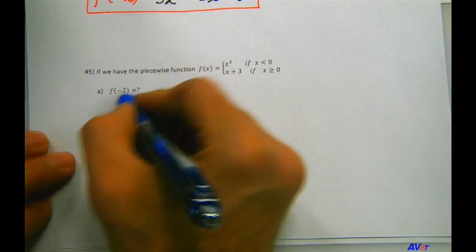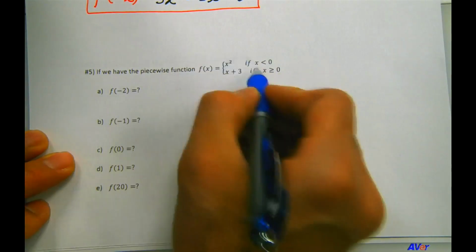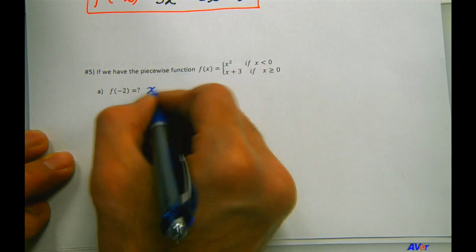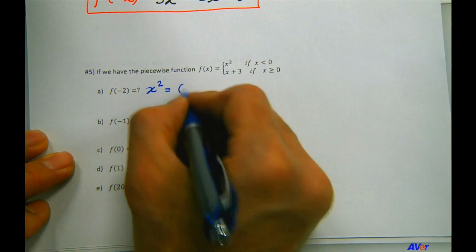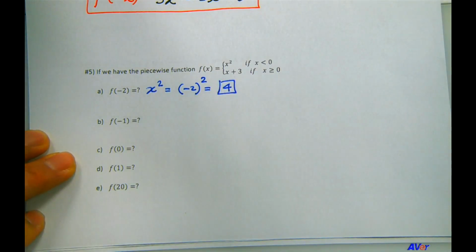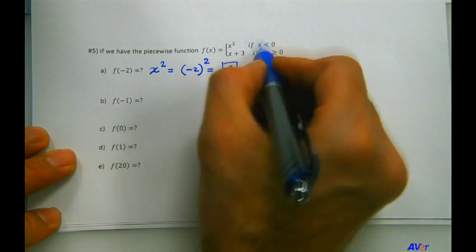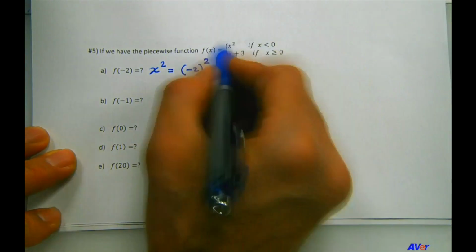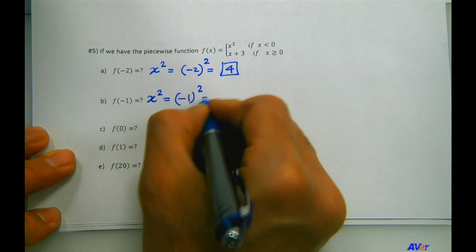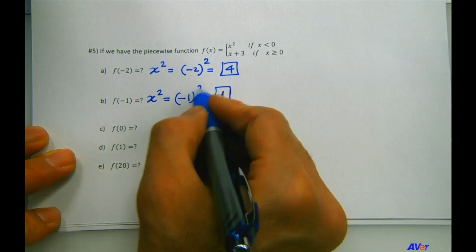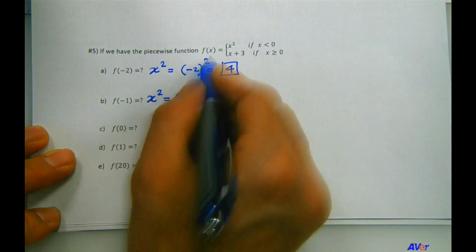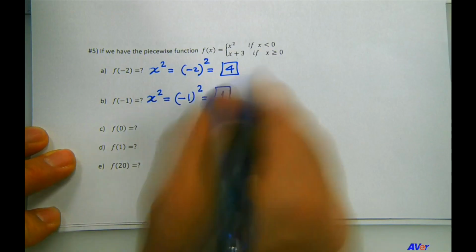So here we have negative 2. Negative 2 is an x value that is definitely less than 0, right? So if that's the case, then this is our function, x squared. So let's substitute for x with negative 2 squared. We'll have positive 4. This is negative 1. Negative 1 is certainly less than 0, a negative number. So we're still using this function, x squared. So minus 1 squared, we have positive 1, because this 2 applies to the negative as well as to the 1. Okay, so positive answers there.